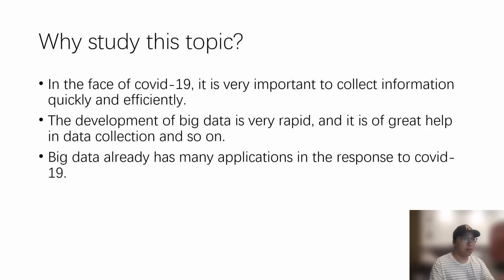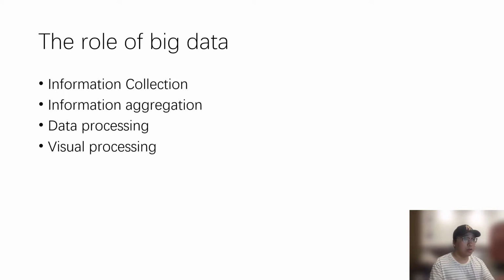The development of big data is very rapid, and it is of great help in data collection and so on. Big data already has many applications in the response to COVID-19. Regarding the role of big data, we can say that there is information collection, which collects all COVID-19 related information, and information aggregation, which summarizes and updates data in various regions. Data processing is the most important part of the big data system, to achieve different processing methods according to different needs. Visual processing visualizes the analysis results and displays them more intuitively in front of users.